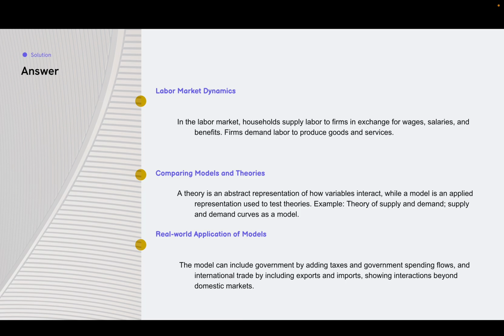And the last question, real-world application of models. The model can include government by adding taxes and government spending flows, and international trade by including exports and imports, showing interactions beyond domestic markets.